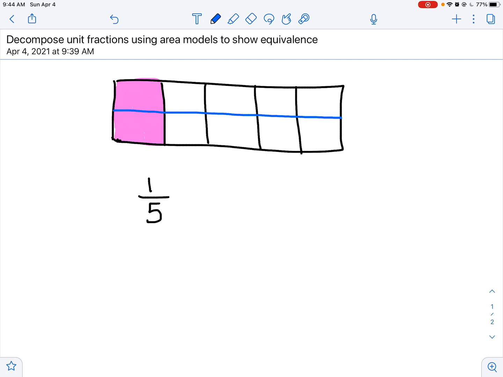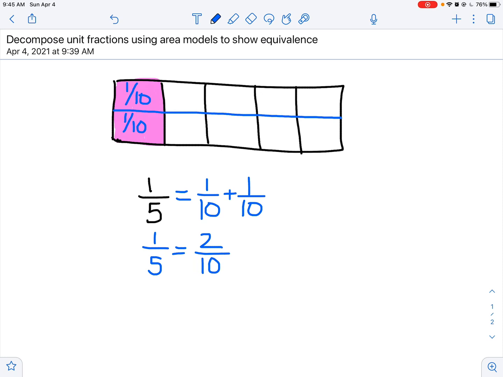How many tenths are shaded? Here's 1/10, and here's another 10th. So we've just discovered that 1/5 is equal to 1/10 plus 1/10. Or we can say 1/5 is equal to 2/10. Or we could even write it as 1/5 is equal to 2 times 1/10. Any of those number sentences is true, right?